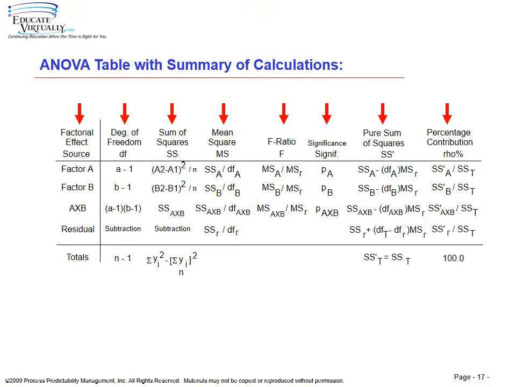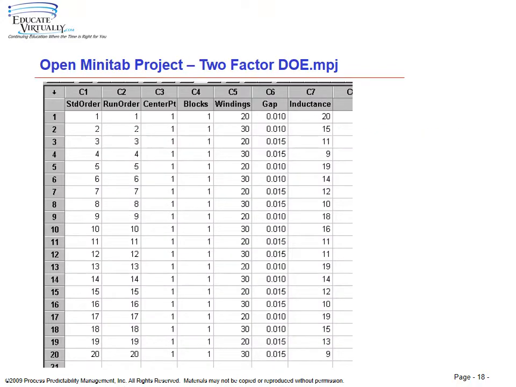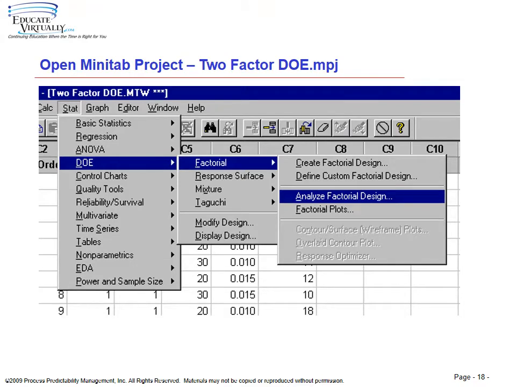Now that we've conducted the analysis, and we've done it pretty much by hand, let's utilize one of the software packages. So let's open up Minitab, and two-factor DOE.mpj is the file to open. Once you open it, you will see that the worksheet will present the designed experiment in a manner such as this. Next, we will go to the Stat menu, to DOE, Factorial, and select Analyze Factorial Design.